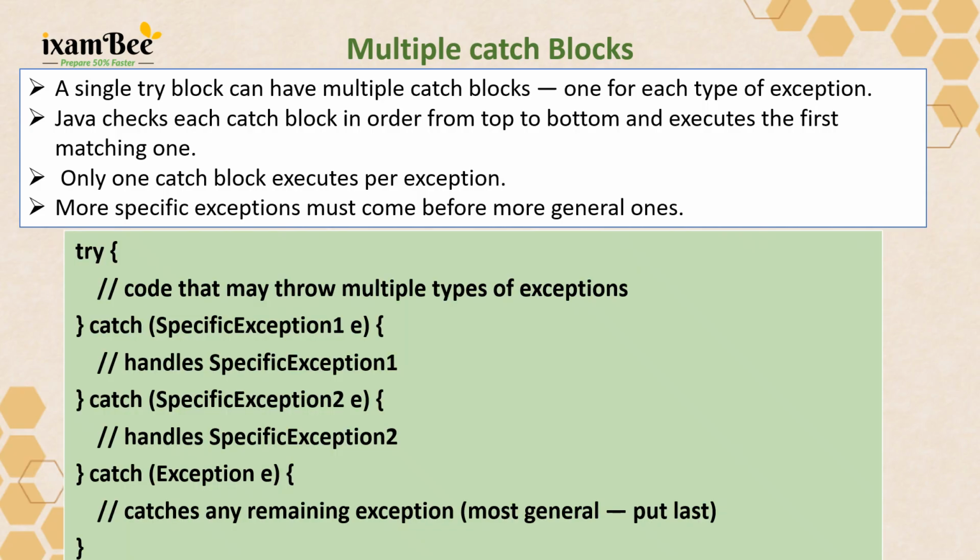This is the syntax of multiple catch blocks. The try block is a single block and you have multiple catches, and you can specify what you need to handle in each of the catch. You can have a general exception as shown in the last catch. Here it catches any remaining exception and it is the most general, and that is why it is put at the last.